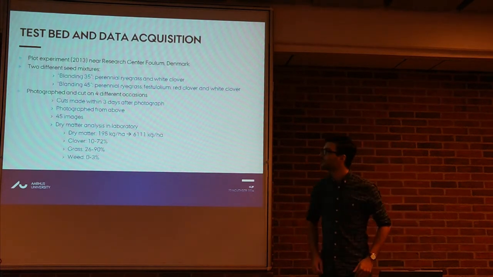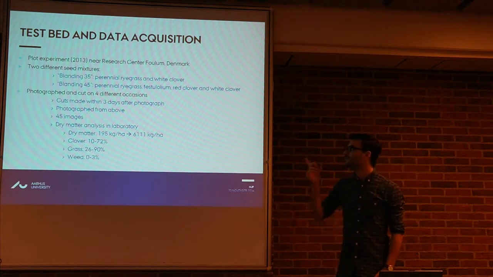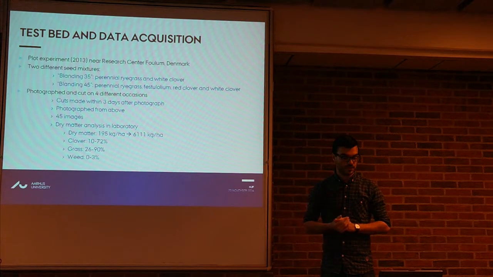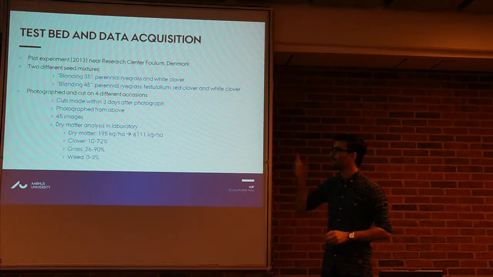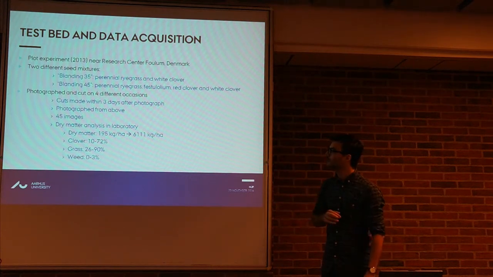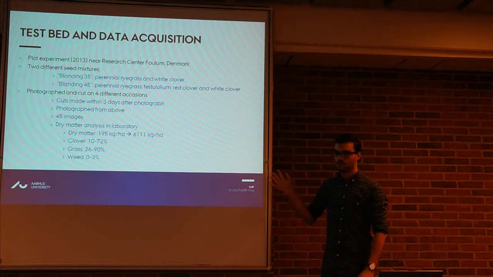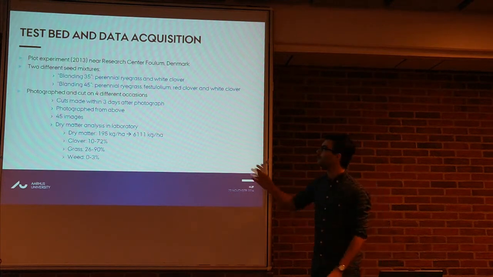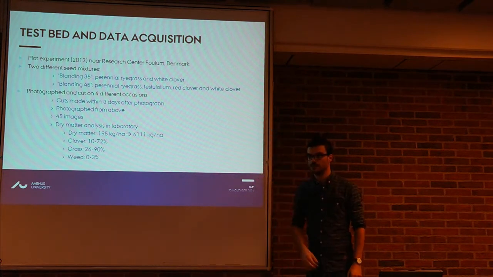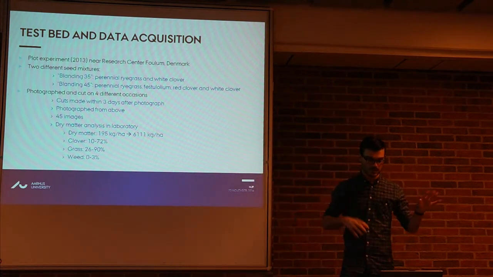So we did a plot experiment in 2013 here at Research Center Foulum in Denmark. We used two different seed mixtures, called mixture 35 and mixture 45, with white grass and white clover, and white grass and fescue and red clover and white clover. For the further work on this, we just regarded red and white clover as the same species. So we just looked at grass and clover.